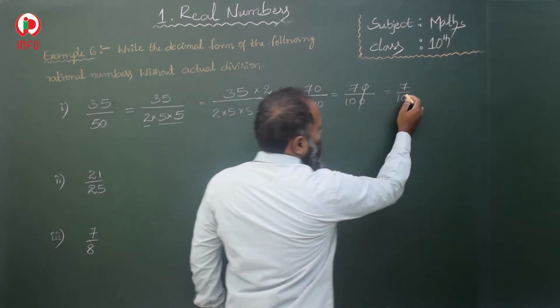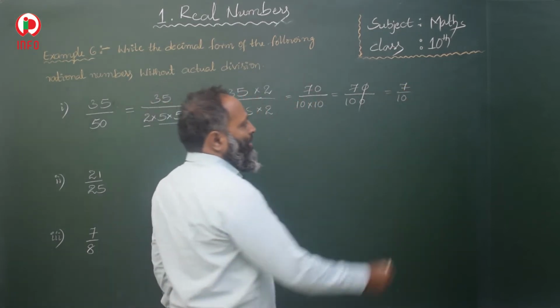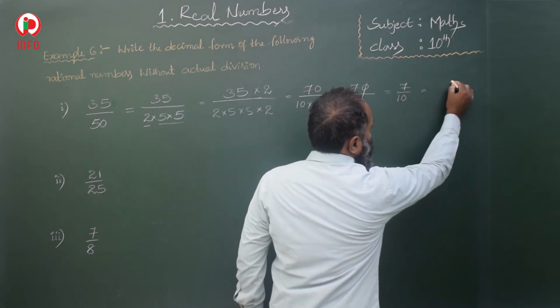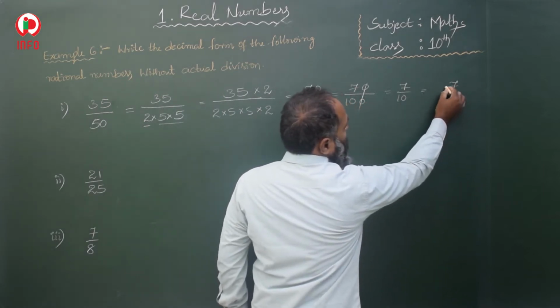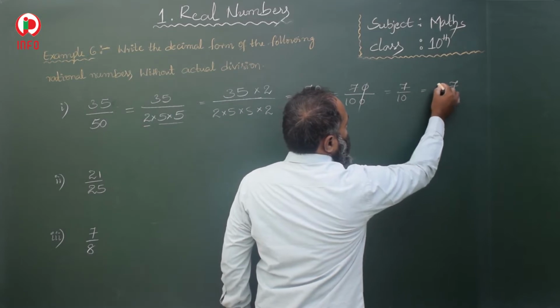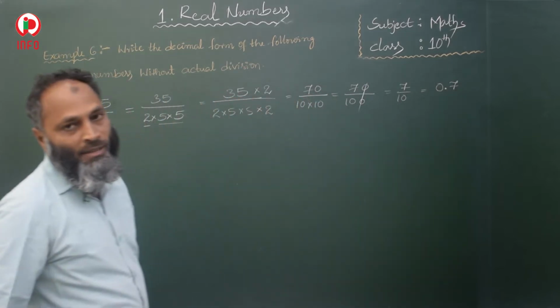In the denominator we have 10, which means after 1 digit in the numerator, that is 7, we keep a decimal, and after that nothing is there, so we put 0. It is 0.7.